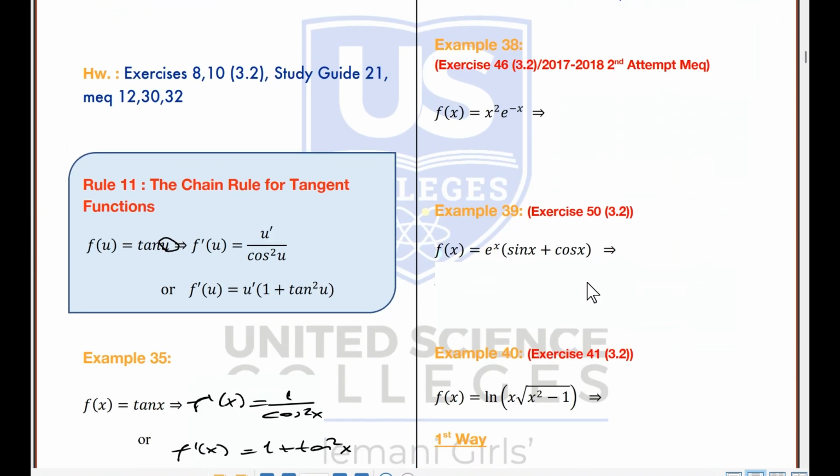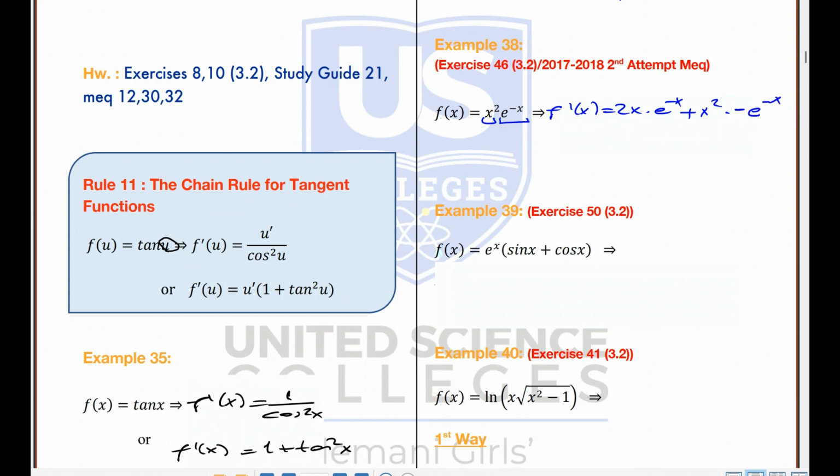Next question, an exercise and a mystery question. The first function is x squared, second function is e to the minus x. The derivative of first one, 2x, multiplied by second, e to the minus x, plus first function, x squared, multiplied by derivative of the second function. Derivative of an exponential function is derivative of the power, -1, multiplied by itself.